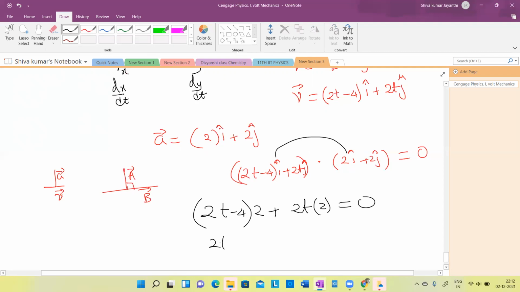What will come? 2t minus 4 plus 2t equal to 0. This 2 is common. Here 2t plus 2t is 4t. 4t equal to 4. t is equal to 1 second. So t is 1 second, the time after which this happens. Understood, both of you?